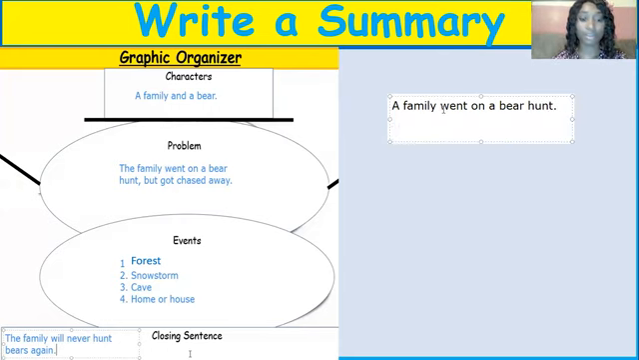Do you remember the first event? Let's look at our graphic organizer to help us. The first event was the forest. First, they traveled through a forest.